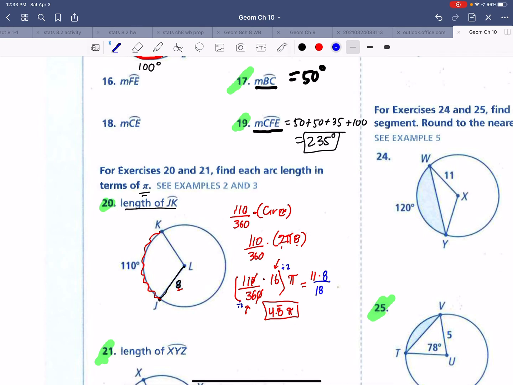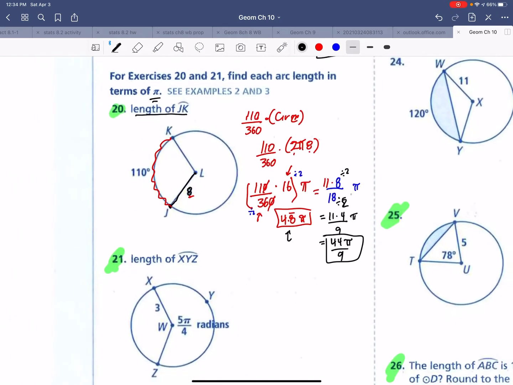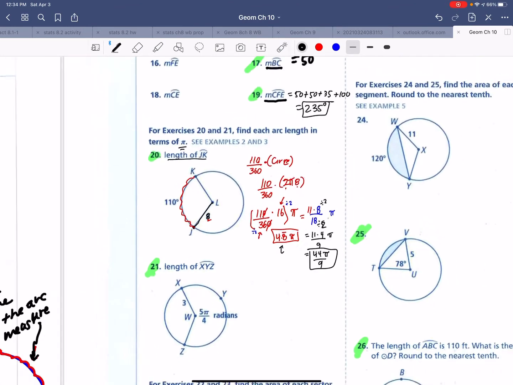And those are both even. So you still have pi. Okay, so I'm just going to keep dividing by 2. So I get 11 times 4 divided by 9. Okay, it looks like I'm pretty much done here. So I get 44 pi over 9. Now, just to double check, 44 divided by 9 is, those are the same. So that's my final answer, 44 pi over 9.